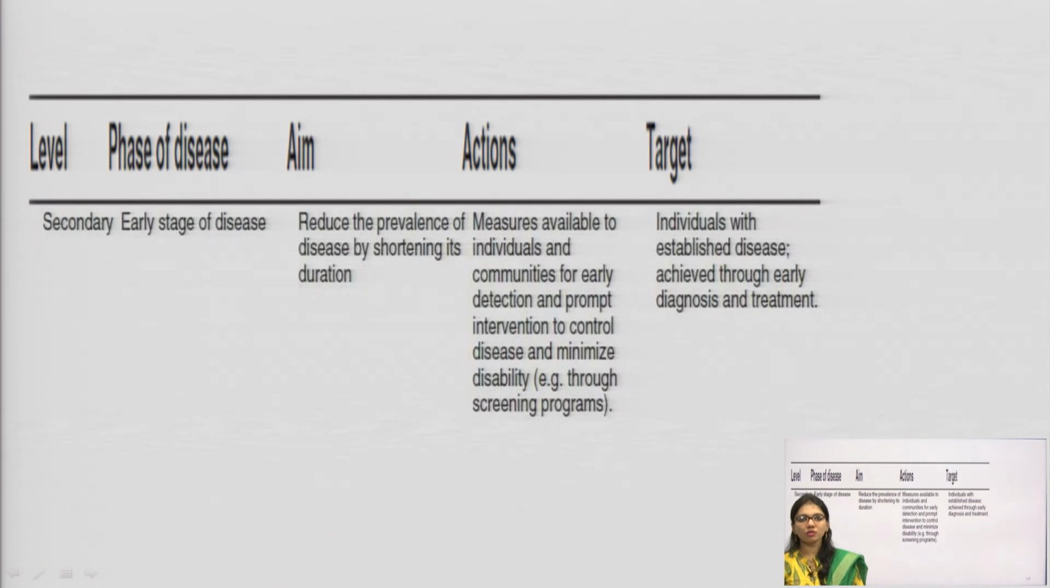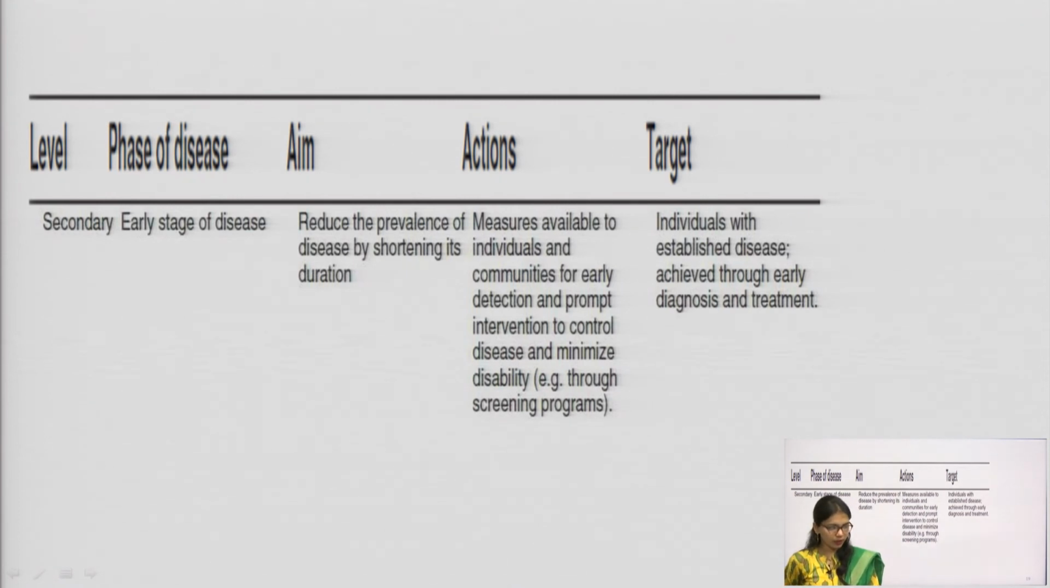Now, these are the phases of disease: secondary prevention is the early stage of disease. The aim is to reduce the prevalence of disease by shortening its duration. Its action is measures available to individuals and communities for early detection and prompt intervention to control the disease and minimize disabilities, and the screening. Now, these are some targets: individuals with established disease, achieved through early diagnosis and treatment.